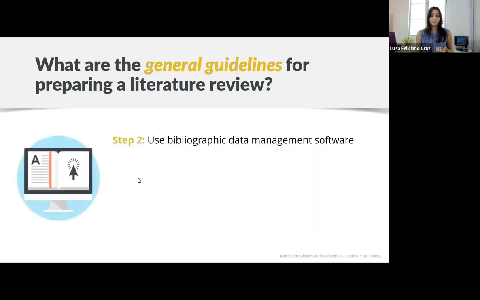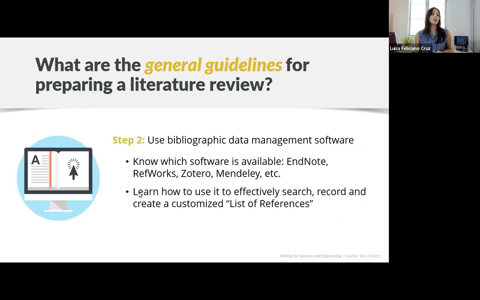Step 2, you should use bibliographic data management software. And there's a lot of them available. I personally use Mendeley. So if you have any questions about Mendeley, or if you would like to have resources to help you with Mendeley, then I can certainly do that. You should learn how to use it, because if you're writing a course project or a small report, you might only have 10 sources, but if you're writing a thesis or dissertation and you have 100 or 200 citations, then this is going to really help you out.